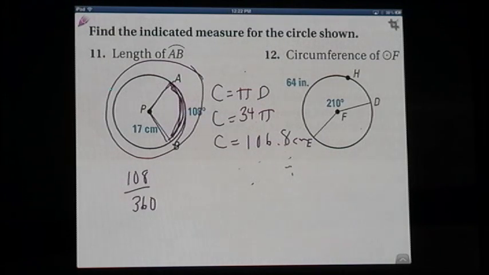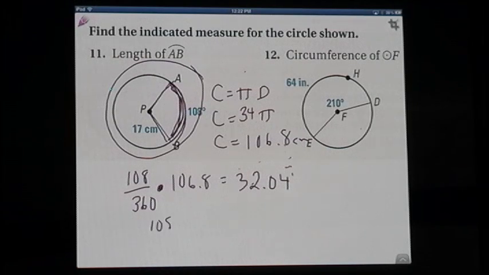Now, I'll show you two ways to do this. You want that fraction of the circumference, and you can remember that of always means multiply. And you could work it this way. So you say 108 divided by 360 equals, and then multiply that by 106.8. And you get 32.04.